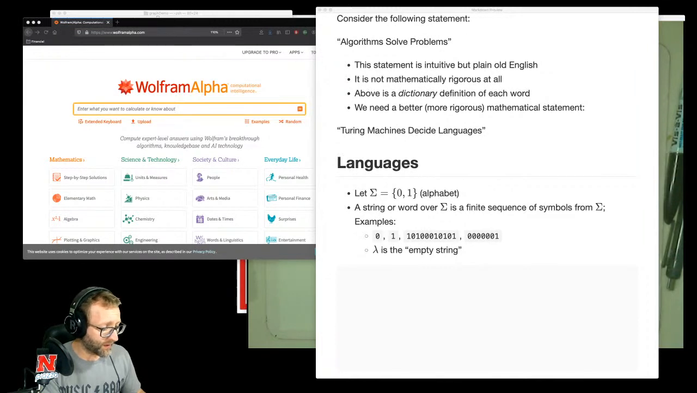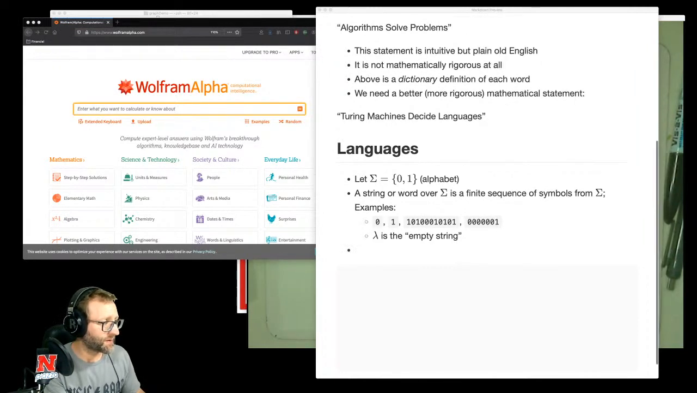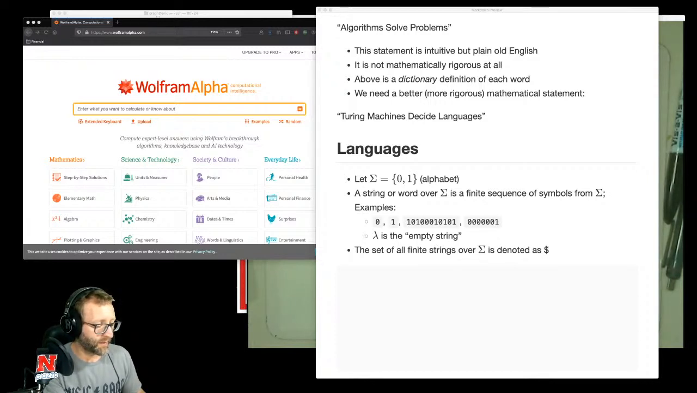All right. Well, then sometimes people use epsilon. By the way, I'm using lambda to denote it. So the set of all finite strings over sigma is denoted as sigma star. And you might recognize this already immediately. Where do we use the star operator in computer science? We use it all over the place.